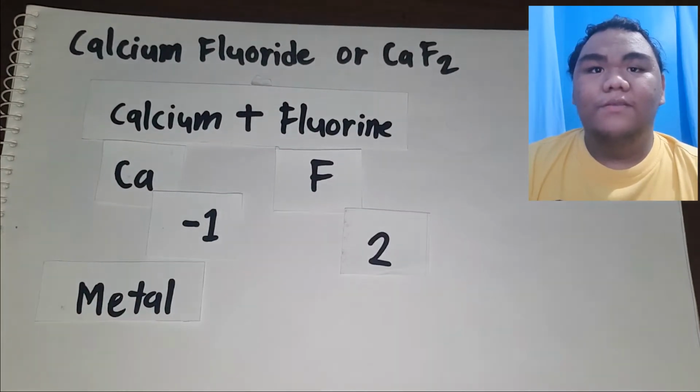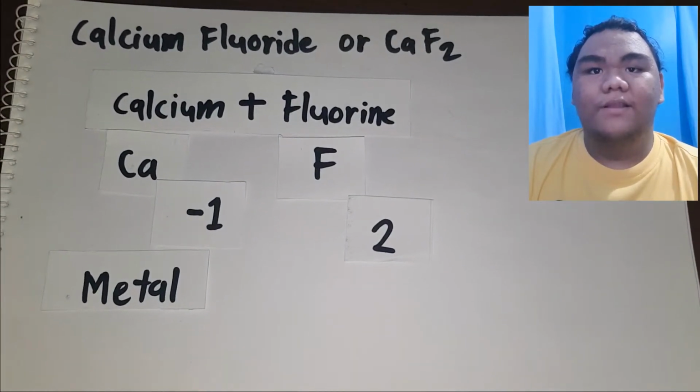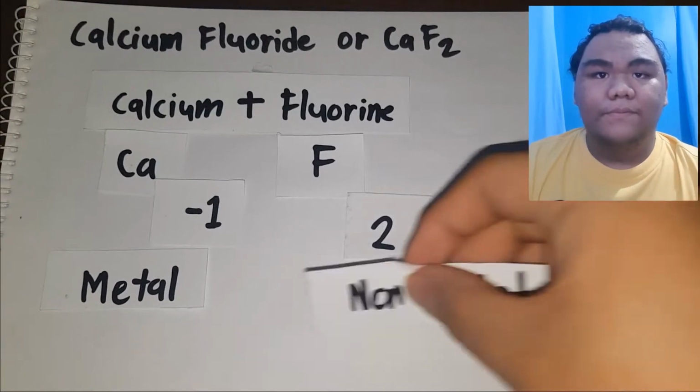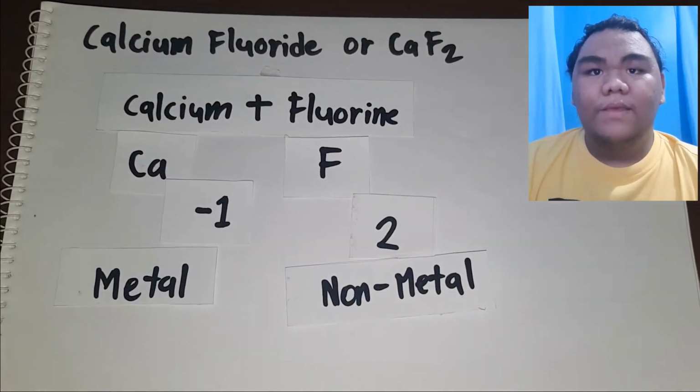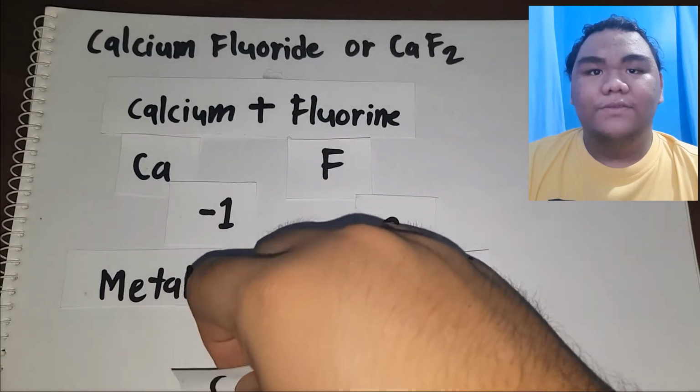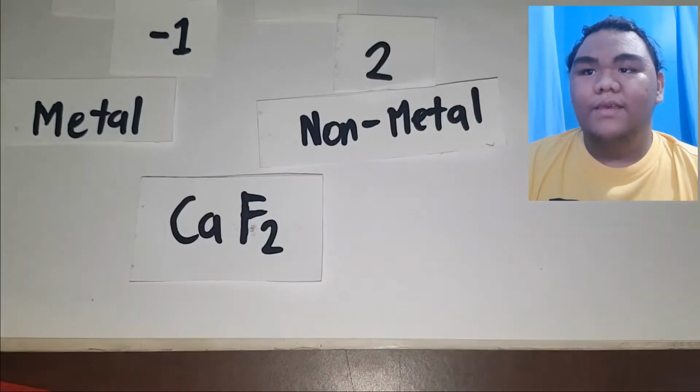Calcium is a metal while fluorine is a non-metal. In naming compounds, we name the metal first, so the symbol will be CaF2.